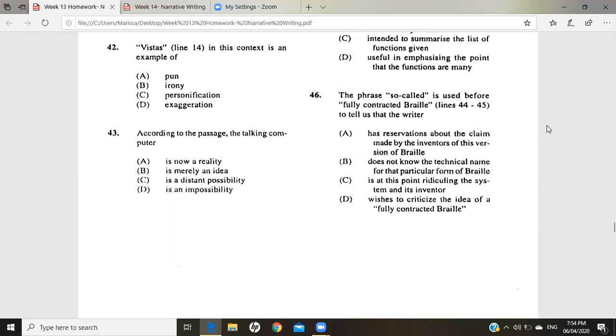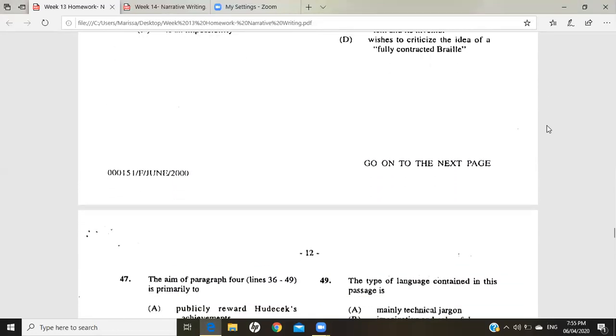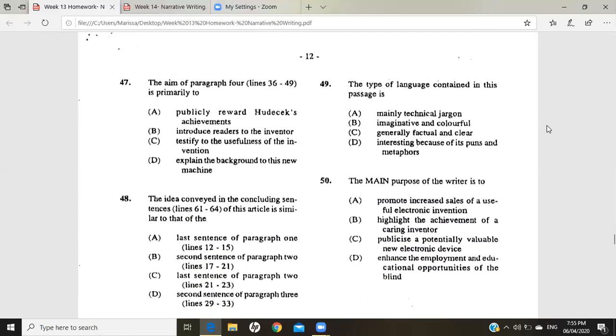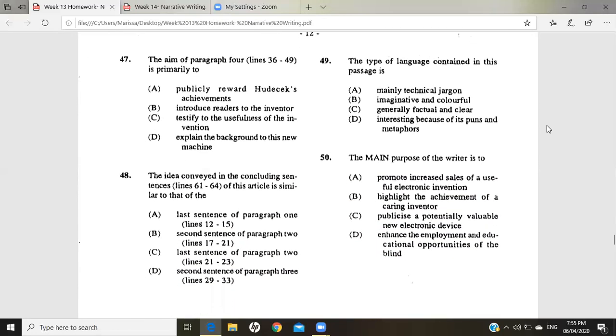46, the phrase "so-called" is used before fully contracted Braille to tell us that the writer is what? If someone says so-called, it means that they don't necessarily agree with what they're going to say next. They have some feeling about it. So the best option would be A, has reservations about the claim made by the inventors of this version of Braille. If you say so-called, it means that you don't really share the same sentiment as the person. So the best option there was A. 47, the aim of paragraph 4 is primarily to do what?